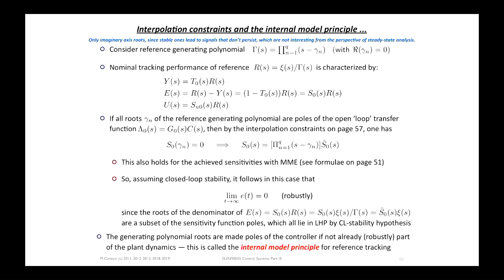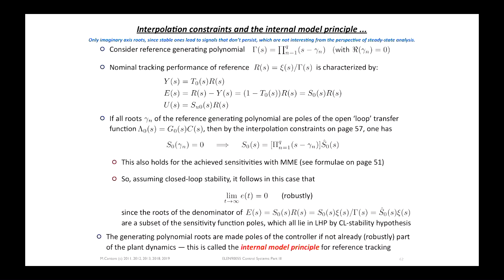So let's consider a reference generating polynomial and look at it in this factored form, where each of the roots are on the imaginary axis. In other words, the real part is 0. So this will correspond to a reference that persists. And we're interested in understanding the steady state response to this signal that doesn't decay to 0, it persists. If it's a sinusoid, it persists in a bounded way. If it's a step, it persists in a bounded way. If it's a ramp, it persists in an unbounded way.